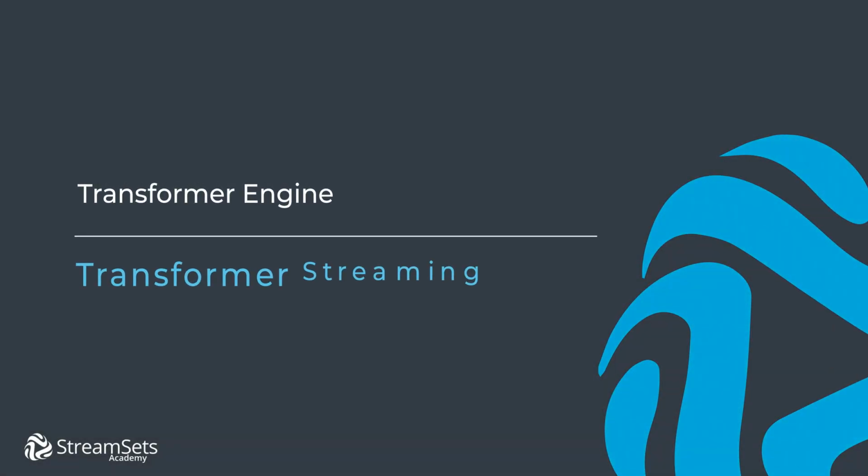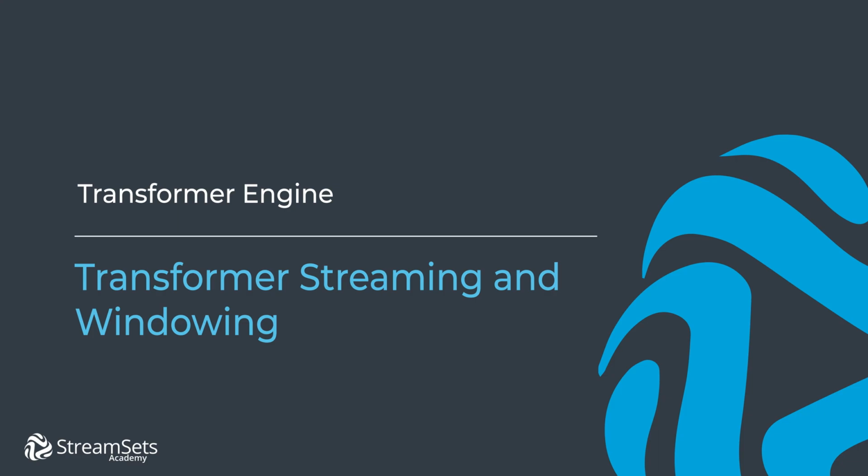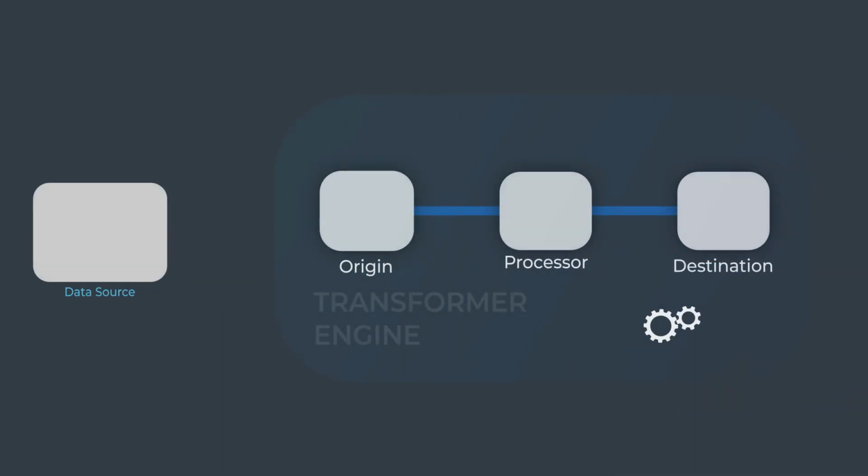In this lesson, we are going to learn about streaming mode of the Transformer engine. We will be discovering how streaming mode works, how it benefits us, and a new term called windowing, exclusive to streaming pipelines. Let's get started. A streaming pipeline is a pipeline that runs continuously until you manually stop it, maintaining connections to origin systems and processing data at regular intervals.